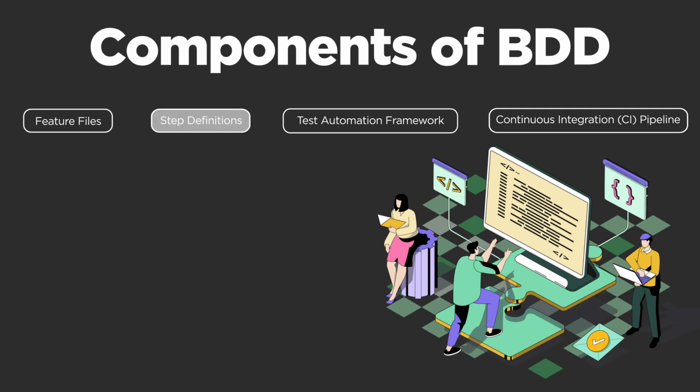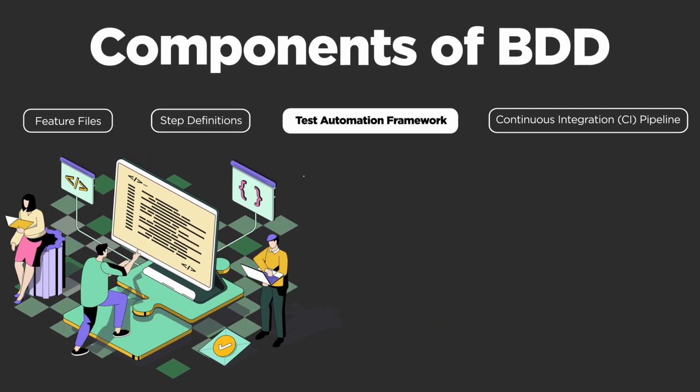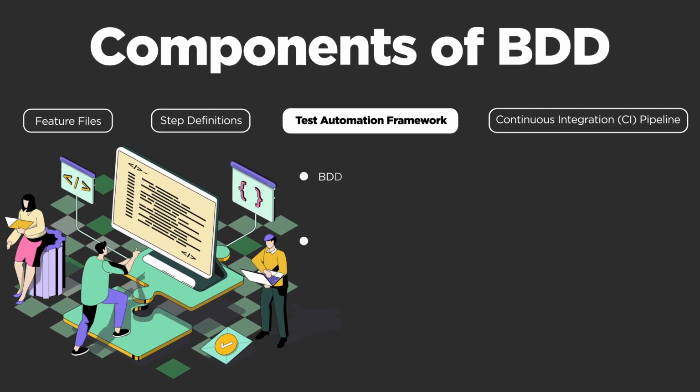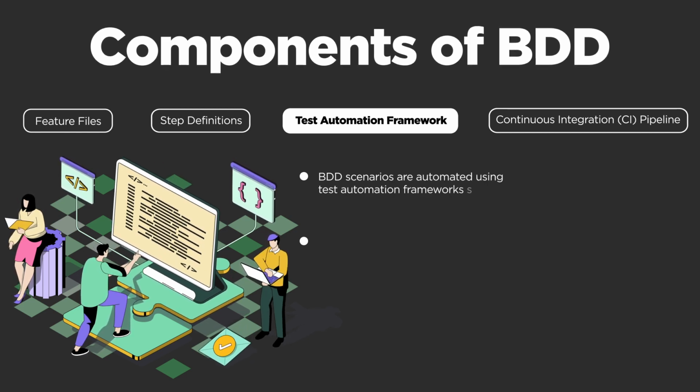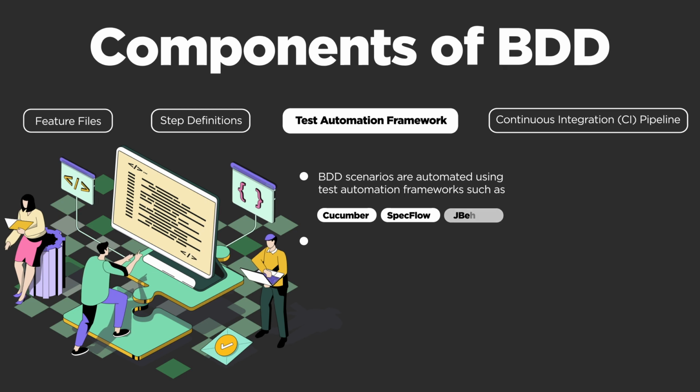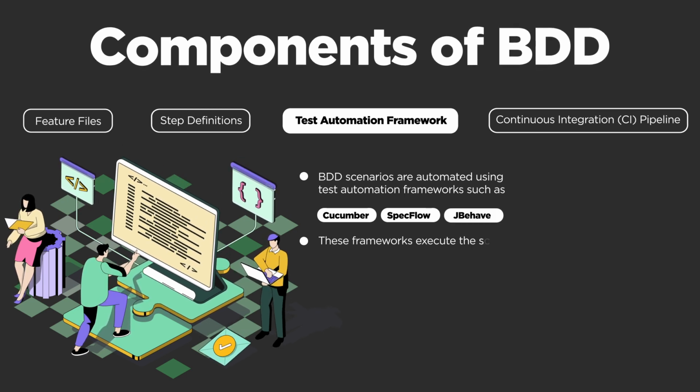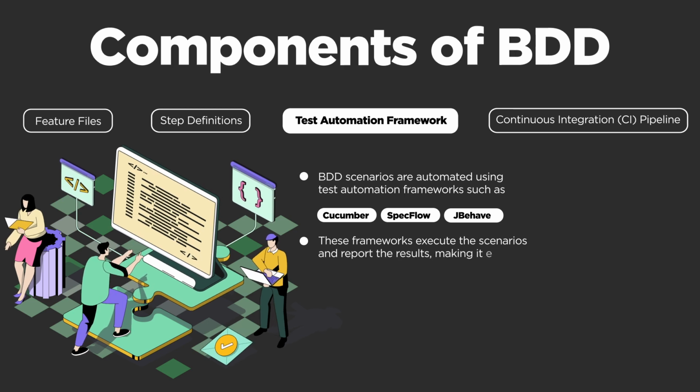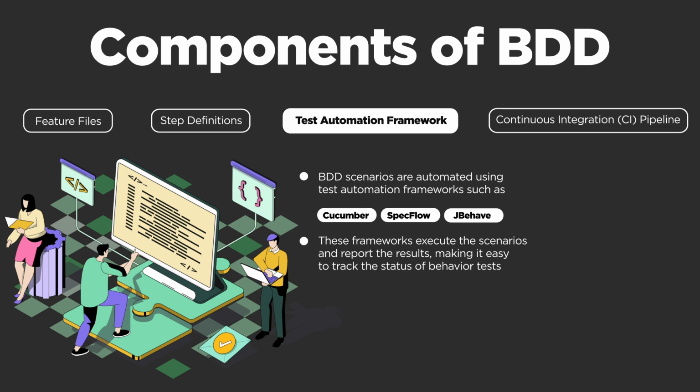Also, the following component of BDD is the test automation framework. BDD scenarios are automated using test automation frameworks, such as Cucumber, SpecFlow, or JBehave. These frameworks execute the scenarios and report the results, making it easy to track the status of behavior tests.